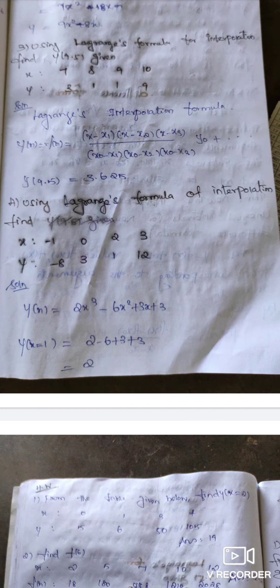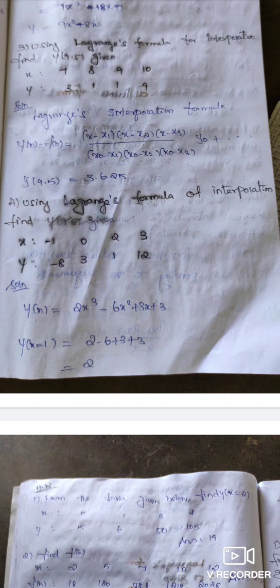And the next problem, using Lagrange's formula of interpolation, find y of 1, where x values vary from minus 1, 0, 2, 3 and y varies from minus 8, 3, 1, 12. We apply the Lagrange's interpolation formula. We get y of x is 2x cube minus 6x squared plus 3x plus 3.